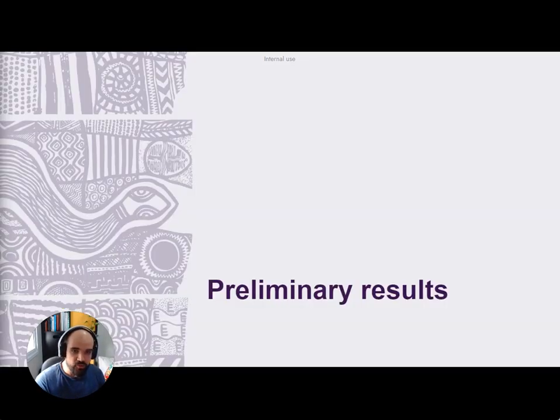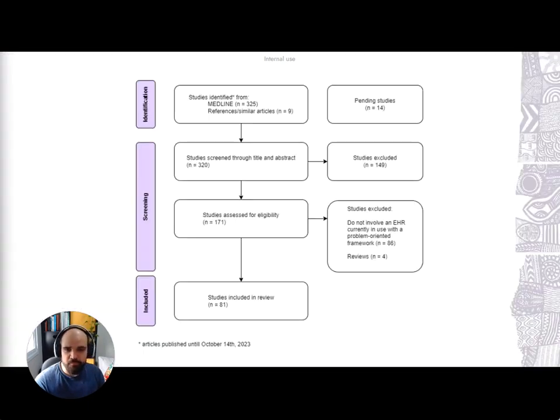And now I'd like to show you some of our main findings and next steps. So this is still an ongoing review. We still have some articles with pending analysis. We last searched for articles on October 14th, 2023. We found 325 articles through Medline and 9 through article references.